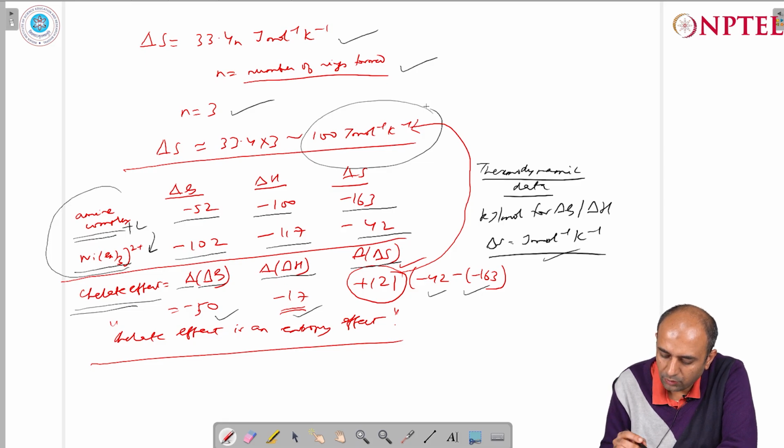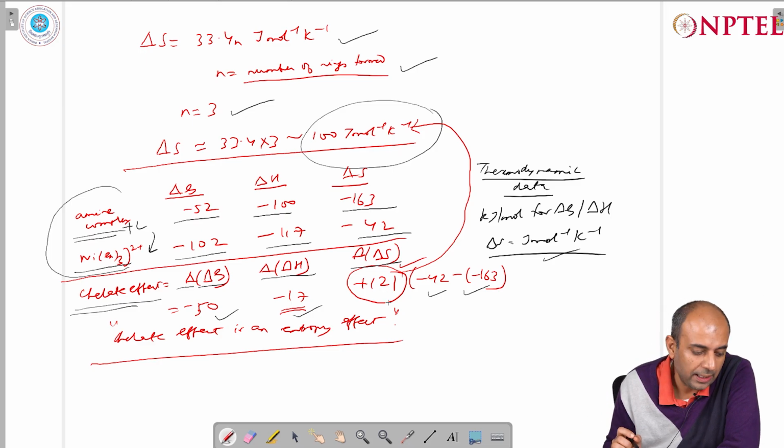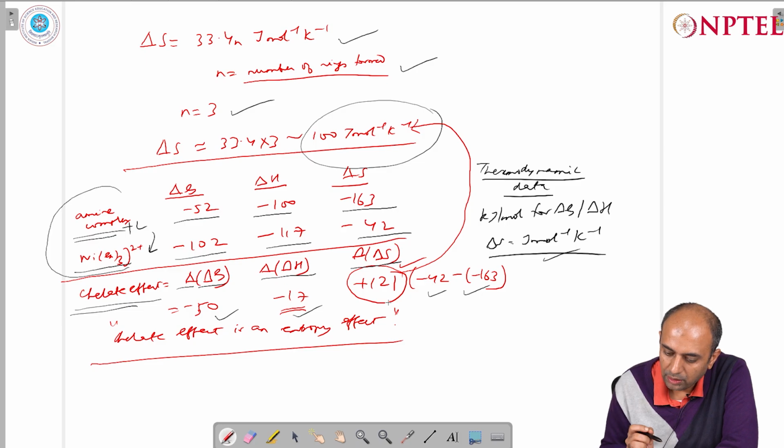So, therefore, we concluded that the Chelate effect is an entropy effect, and why? Because it is this term, the delta of delta S, which is responsible for the Chelate effect being an entropy effect.